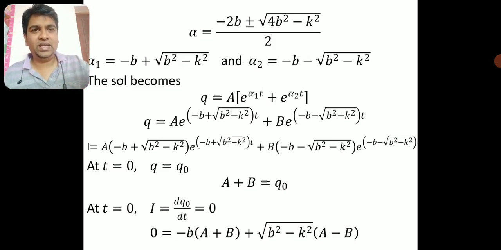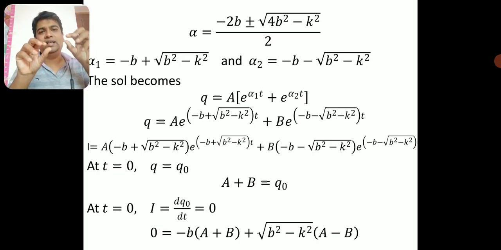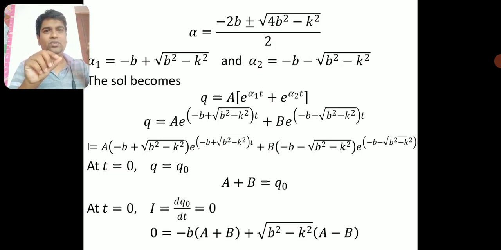Now take that big equation, the current equation. Substitute this condition, t equals 0, I equals 0 there. I 0, right, I can write it on the left hand side. A into, I'll get minus b root of b square minus k square into 1 plus b into minus b minus root of b square minus k square into 1. I'll take out minus b on one side and root of b square minus k square on the other side. If I take a plus b with minus b as a common factor, I'll get a plus b. If I take root of b square minus k square as a common factor, I'll get a minus b.